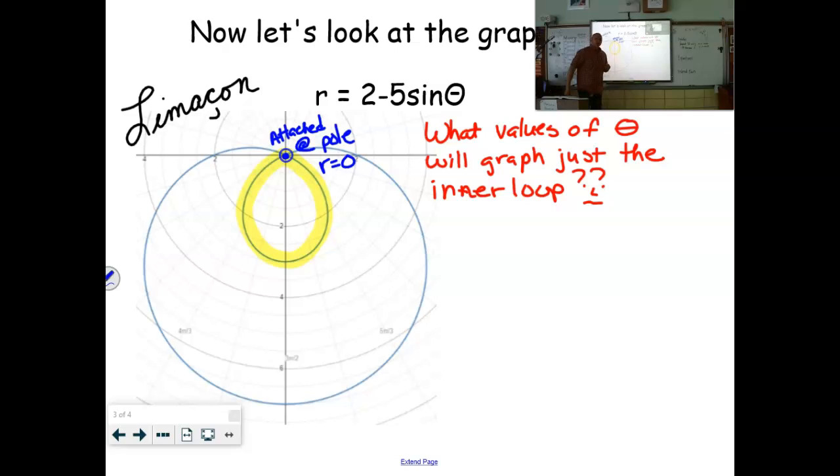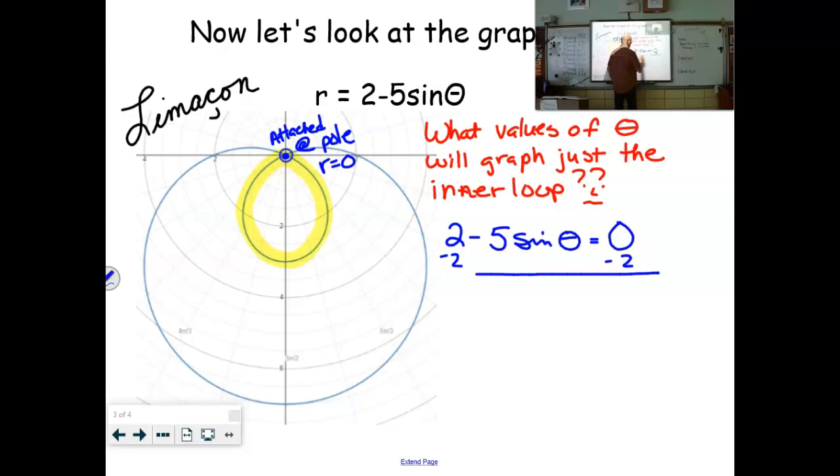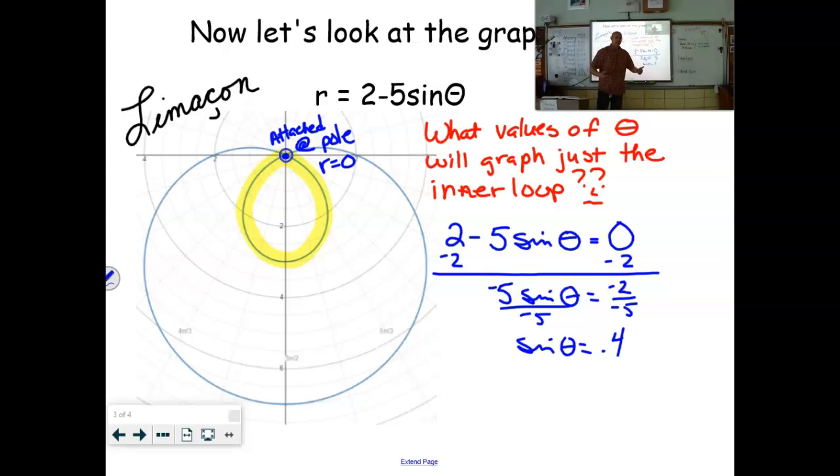Boom. So I need to go ahead and solve this. I need to solve r equals 0. All right? So let's go up here and replace it. We're going to have 2 minus 5 sine theta, and that is equal to 0. Now I have to solve this trig equation right here for theta. First step, subtract 2. Divide by negative 5. So we get that the sine of theta is equal to 2/5, which is 0.4. That is not a familiar angle, so we're going to have to use our calculators for this.